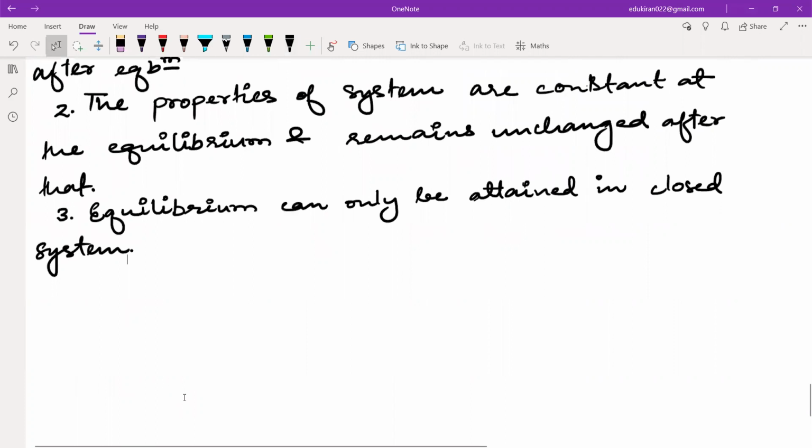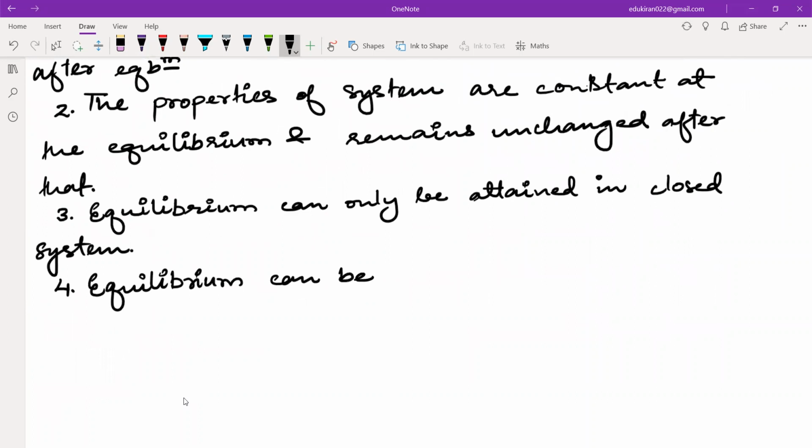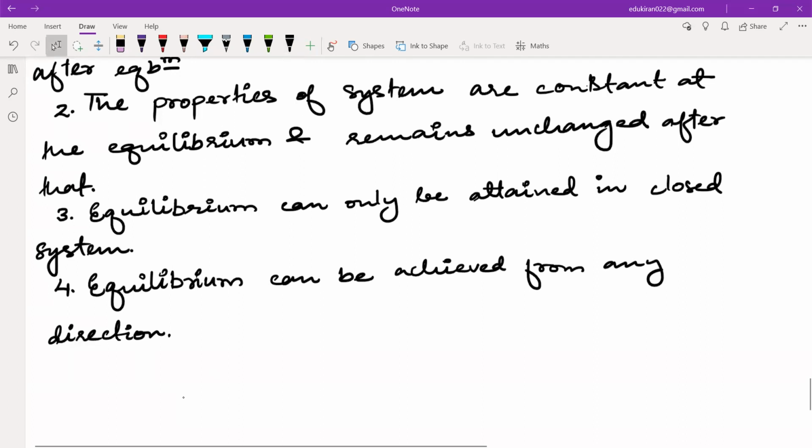Right. The fourth point. Equilibrium can be achieved from any direction. It means that whether you are starting from reactants or product, it doesn't matter. You will get to the equilibrium state wherever you start from.